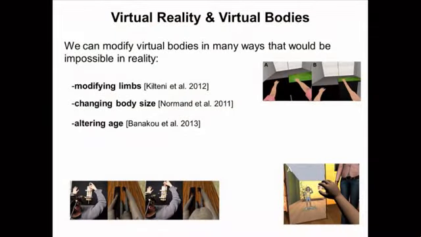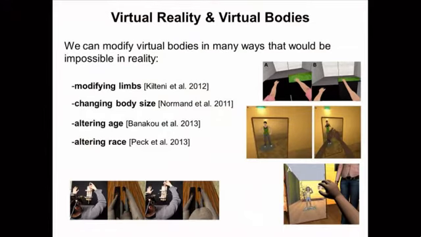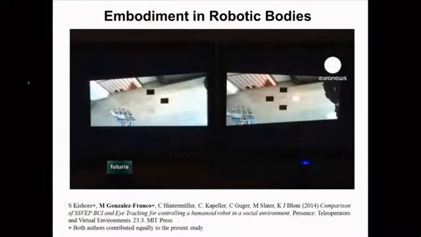You can change the age of the participant. You can change the gender or the race also. So you can embody people in different race avatars and everything. And interestingly, using this multisensory stimulation, we can also embody people in robots.